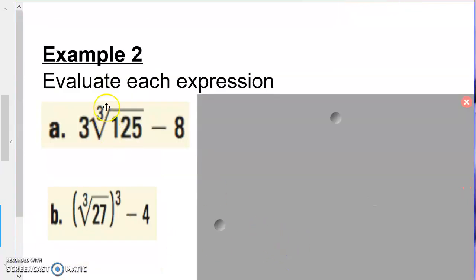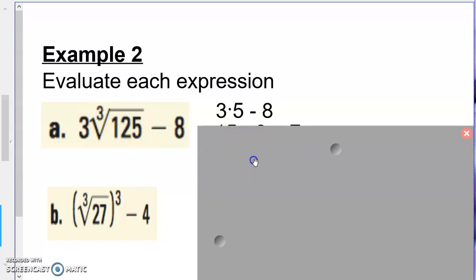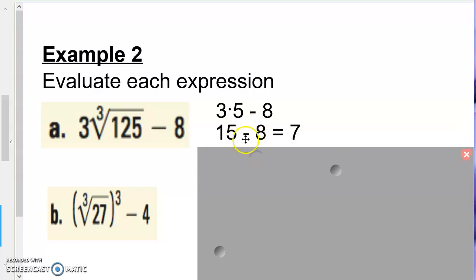Okay, example 2, we are evaluating each expression. So think about these square roots or this cube root as a grouping symbol. First thing I need to do is figure out what the cube root of 125 is. And the cube root of 125 is 5. Then, following the order of operations, it would be 3 times 5 minus 8. Well, 3 times 5, of course, goes first, and that would be 15. And then I would subtract 8 from that and get the final answer of 7.